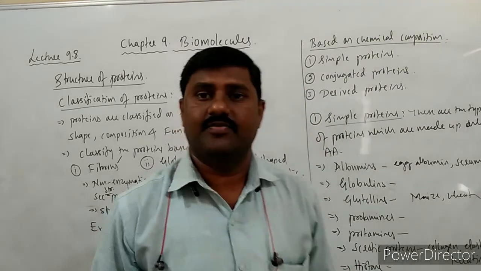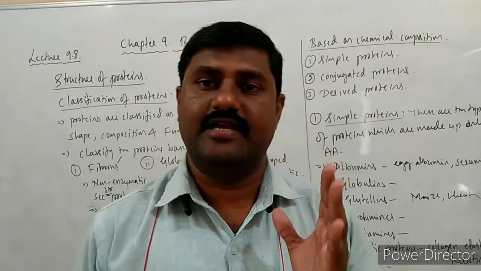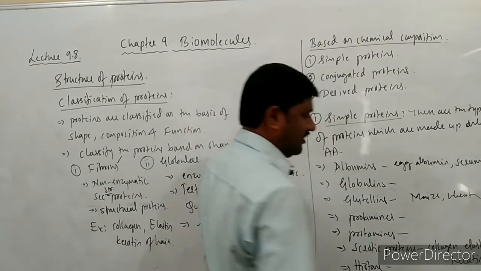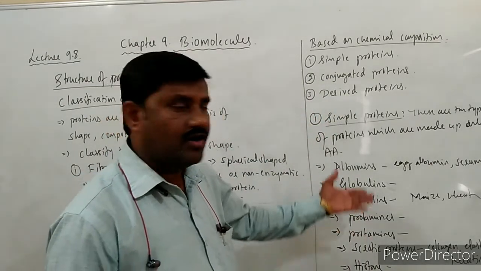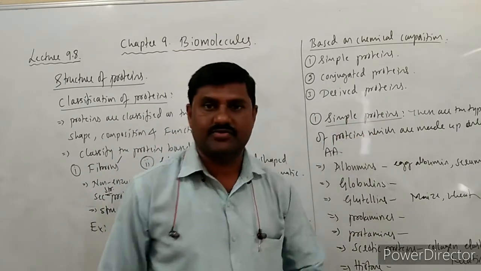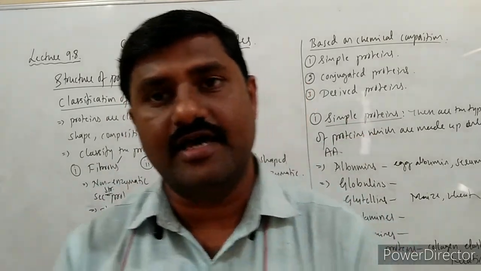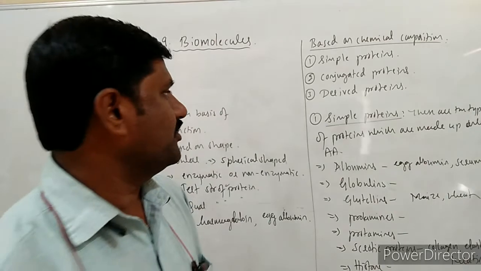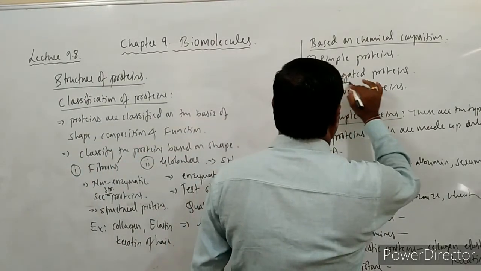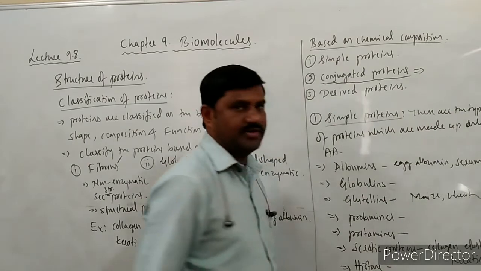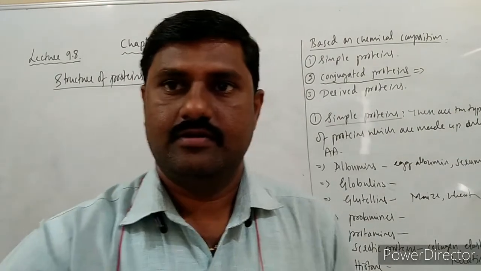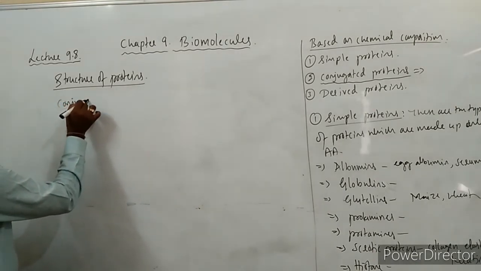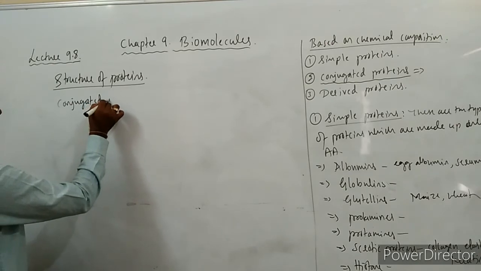And next one is histone proteins. Histone proteins are the proteins associated with the genetic material, that is DNA as well as RNA itself, right? So histone proteins are also there. So these are all different types of simple proteins which are chemically made up of only the amino acids. And second type of proteins, conjugated proteins. What these conjugated proteins are, let us see now. Yes, conjugated proteins.